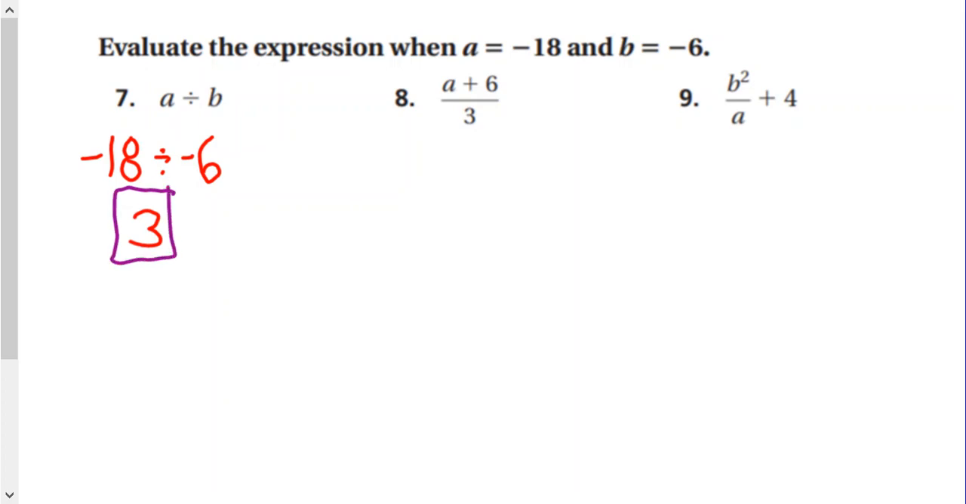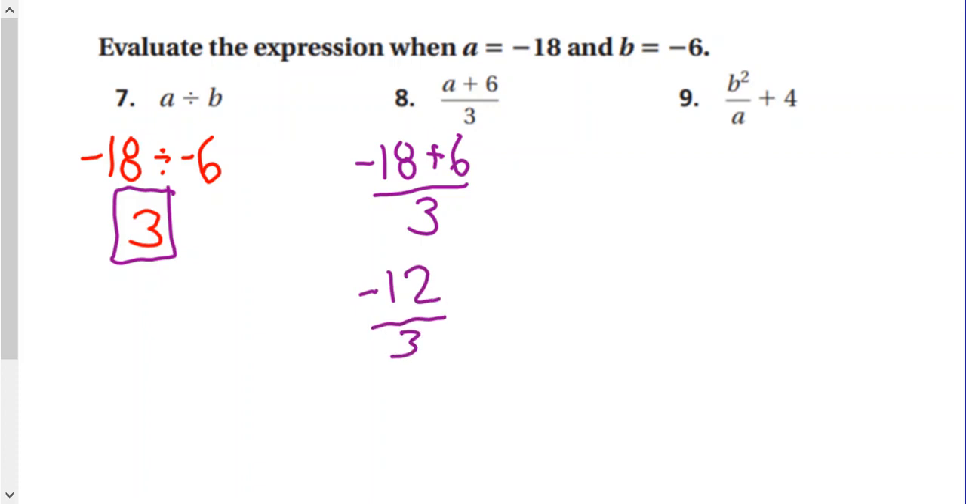Alright, next one. A plus 6 divided by 3 when a is equal to negative 18. Okay, so if we substitute negative 18 for a, we will get negative 18 plus 6 divided by 3. Okay. Now there are ways that we could simplify this, but I'm going to go through each step, starting with negative 18 plus 6. If we're adding a positive 6, that means we are going to move to the right on the number line. In this case, we'll be moving from negative 18 six spots closer to 0, which would be negative 12.